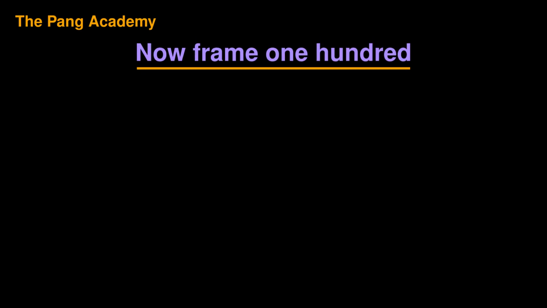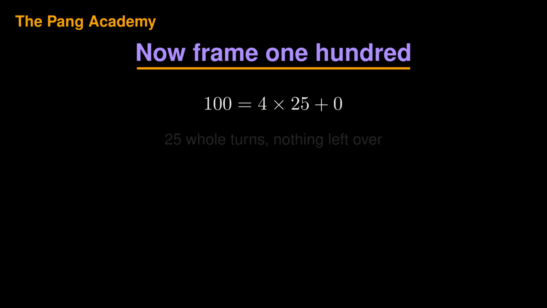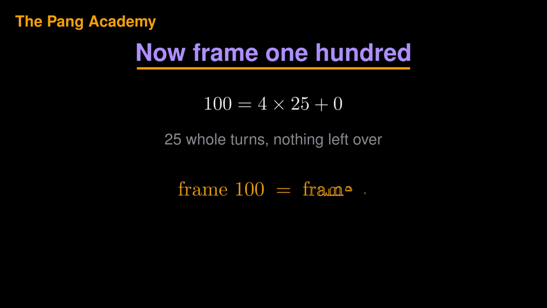Now push it as far as you like. Frame 100. 100 splits into 25 fours, exactly, with nothing at all left over. That is 25 complete turns and a remainder of 0. Not a single frame of drawing needed. A remainder of 0 is a little special. It means you finish a whole turn right on the last frame of the cycle, which is frame 4. So frame 100 looks exactly like frame 4. A frightening number put to bed in one short line.